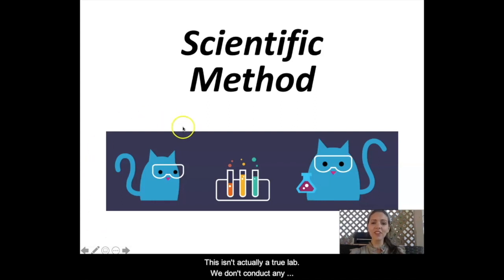Okay, this isn't actually a true lab. We don't conduct any experiments for this. There isn't really any hands-on work, but this is our super important introduction to all the other labs that we do run. So it's kind of the foundation for everything else we'll be doing in lab. Before you do science, you need to know what good science looks like.